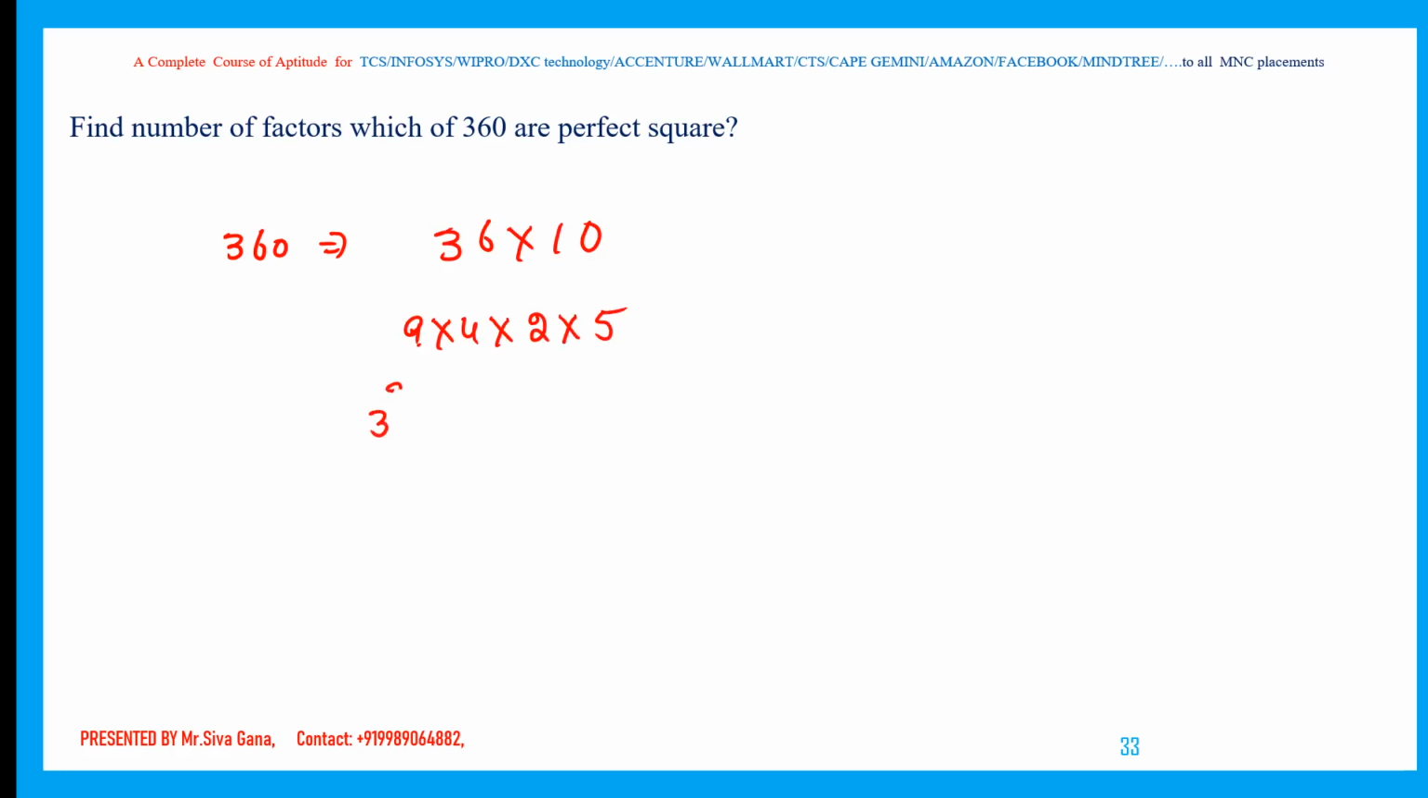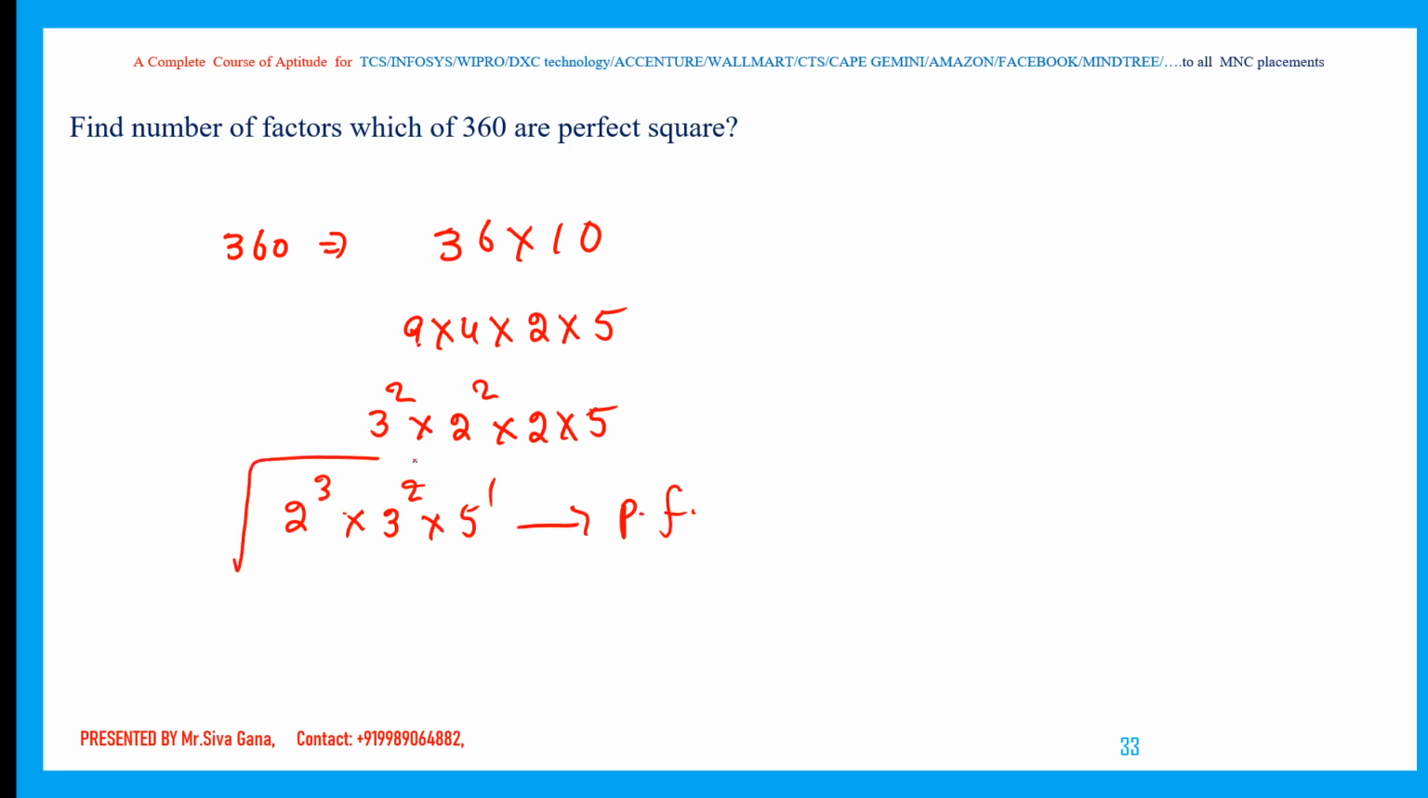9 can be written as 3 square. 4 can be written as 2 square, into 2 into 5. Overall, we will get 2 cube into 3 square into 5 power 1. This is the prime factorization. After writing the prime factorization, we need perfect squares.